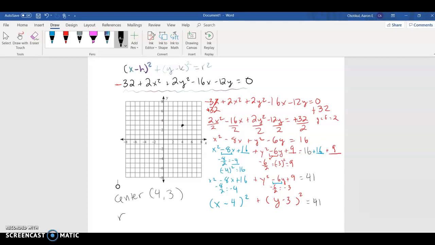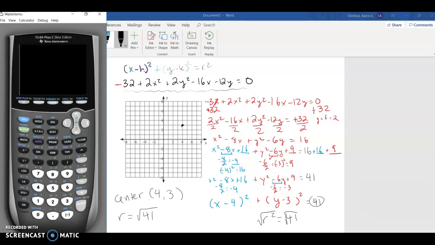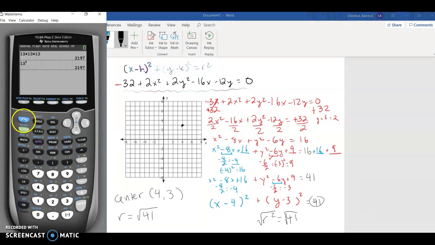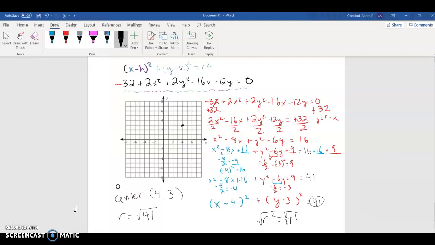And to find our radius is going to be a wacky one. This time it is the square root of 41, right? Because we take the square root of this number to find the radius. R squared equals 41, right? The square root of 41, let's check that in our calculator. Now we know that's between 6 and 7. The square root of 41 is 6.4.